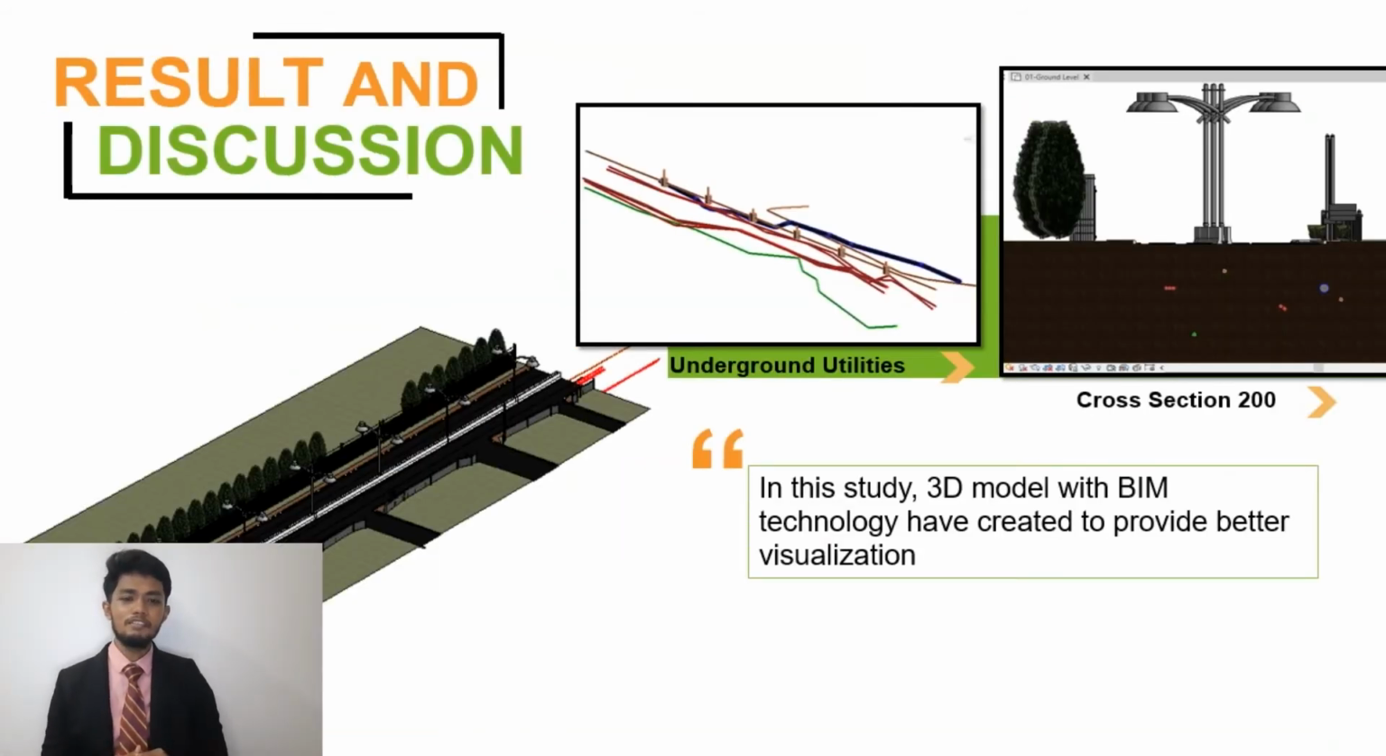Okay, this is the result of the developed 3D model design from the 2D CAD drawing. The 3D model, the underground utilities model, the view of cross-section at chainage 200. So the model can be visualized from different types of angles and views. BIM technology can provide better visualization because BIM has the capability to handle the data semantic quality with data and texture image by inserting the properties of the object.